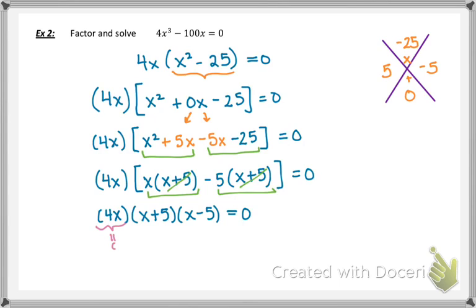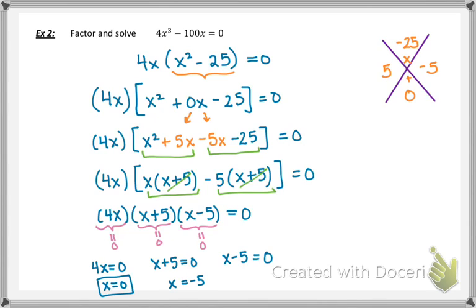And then I'm going to apply the zero product property. If 3 factors multiply to give me 0, one of them has to equal 0. So either 4x equals 0, or x plus 5 equals 0, or x minus 5 equals 0, and you have 3 mini equations that you've got to solve. Divide by 4, x equals 0; subtract 5, x equals negative 5; and add 5, x equals 5. And those are your 3 solutions. And again, if you want to check to see if you're right, you can always plug 0, negative 5, and 5 back in for x and make sure that it makes the equation true.